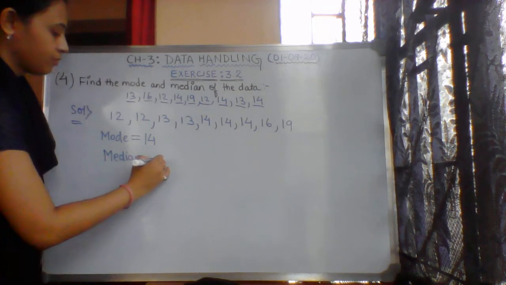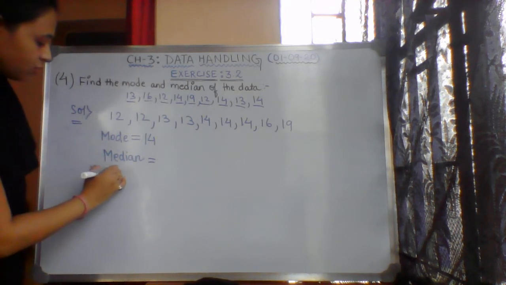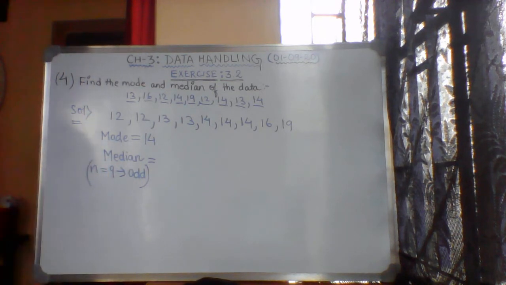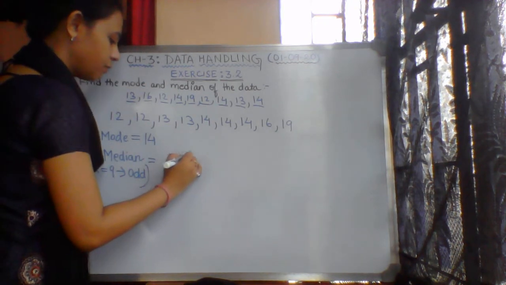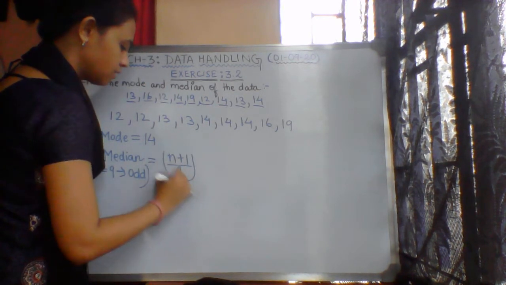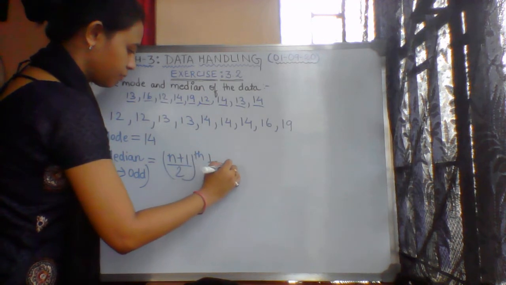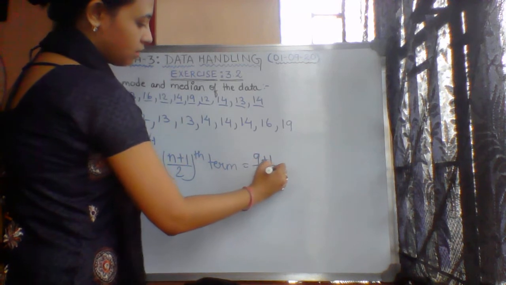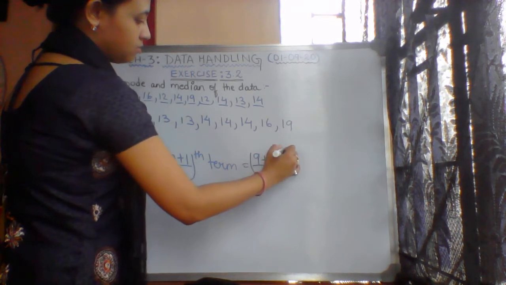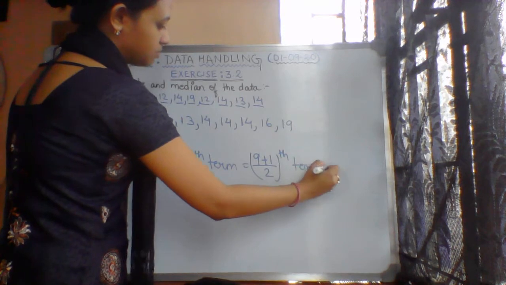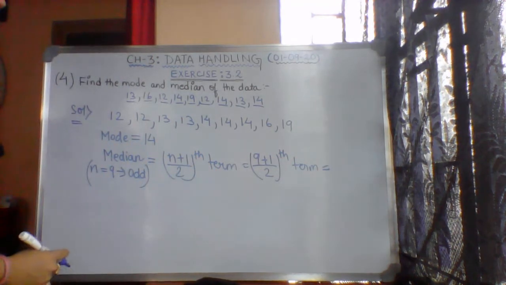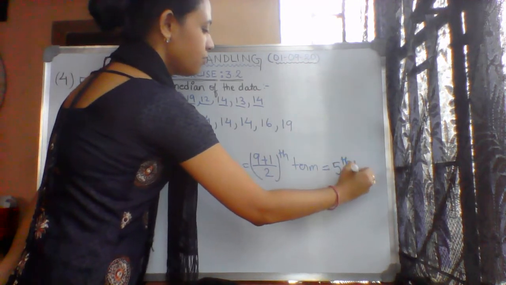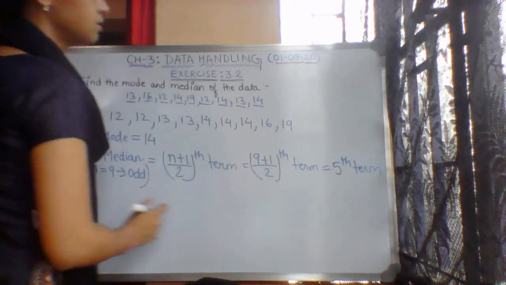Median. Here our n value is 9, which is an odd value. So our formula will be n plus 1 by 2th term. So here n is 9, plus 1 divided by 2, that term. 9 plus 1 is 10, 10 divided by 2, fifth. So our fifth term will be the median.